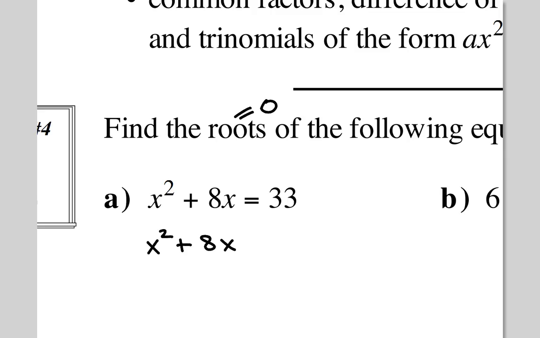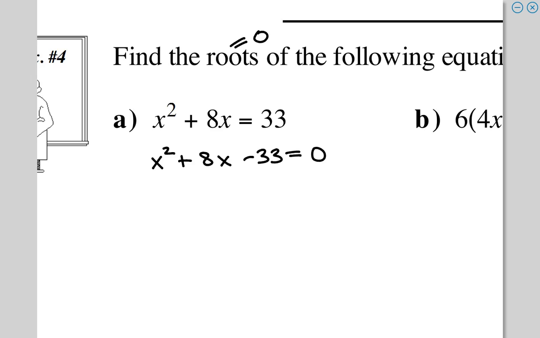So why do I move the 33 over and not the other two? Which one do I like positive? The lead, right? The lead, which is the highest degree. Now, can we think of the factors of 33? 11 and 3. So this one's very straightforward. 11 and 3.